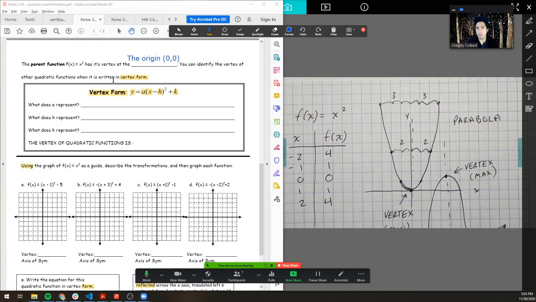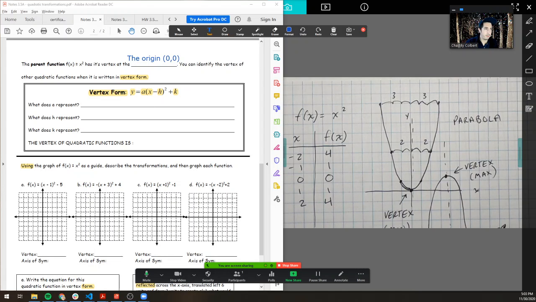Now, not every quadratic has a vertex at the origin. In fact, most don't. But there is a form that we're going to learn about today, that you should have learned from Algebra 1, that makes it very easy to tell where the vertex is. And this is the vertex form here. There are three things to know about. It's y equals a times (x minus h) squared plus k, where a stands for something, and h stands for something, and k stands for something.